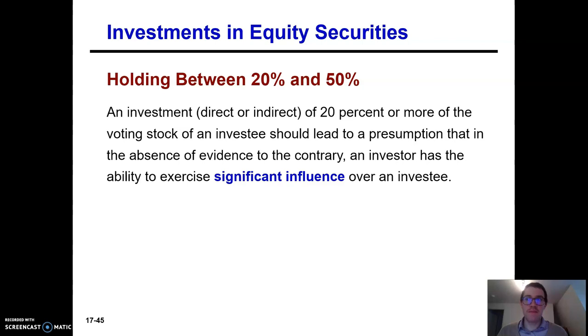The problem should tell you at that point. It wouldn't be ambiguous. But again, if it's under 20%, fair value method. But if it's in this category, between 20 and 50, we're going to use equity method accounting.